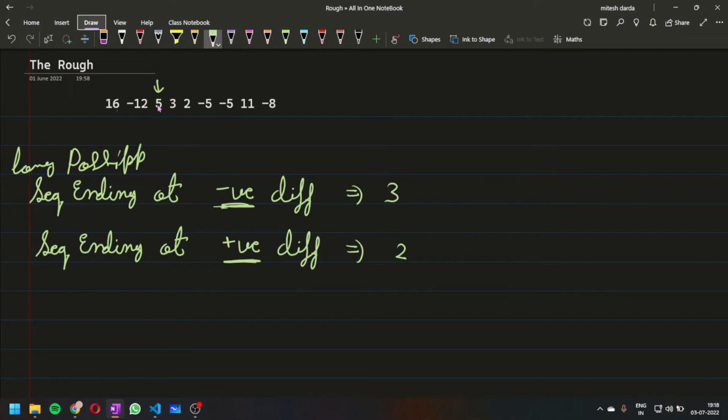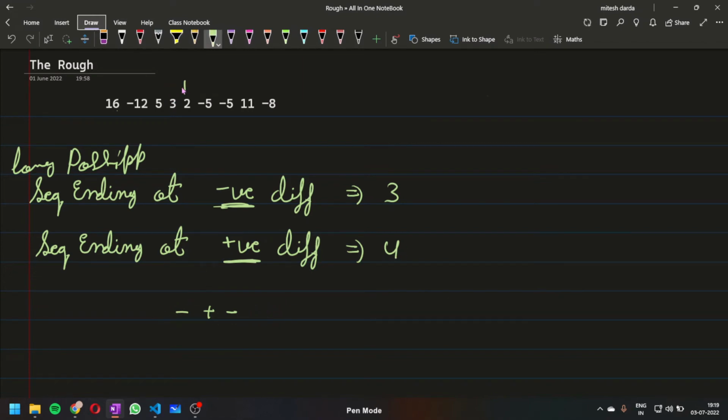Now we'll move our iterator to here, and we found a positive value. So we have a subsequence like this: negative, positive, negative, a length of 3. Now we have found a positive value, so we can say that the subsequence ending at a positive difference will now have a length of 4. So this has been done. Now we encounter another positive value. Still our negative difference subsequence is of length 3. So if we put a positive value here, again this would be 4 only.